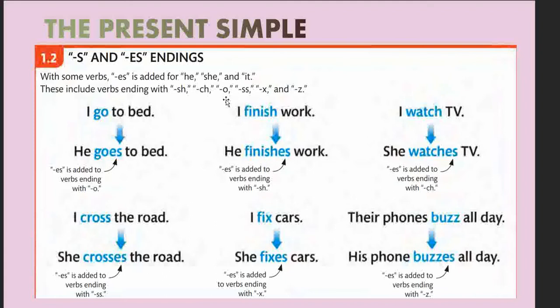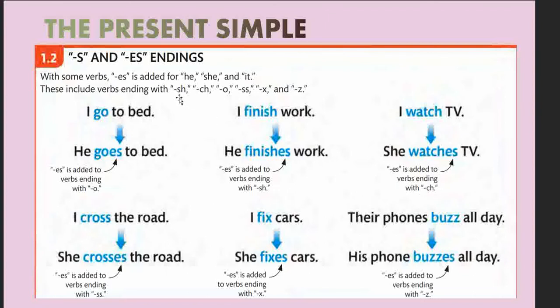Why do we add es? Let us go back and check our rules. SH. When the verb is ending with sh, it will take es. So es is added to the verb ending with sh. Let us see this third example. I watch TV or television. When we change the pronoun, she watches television or TV. Why do we do this? When the verb ends with ch, it takes es along with it. So she watches television. Es is added to the verb ending with ch.